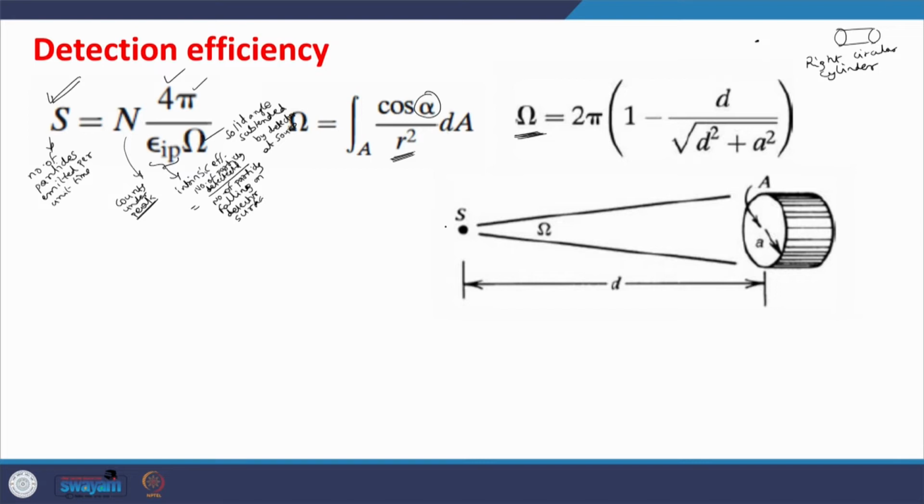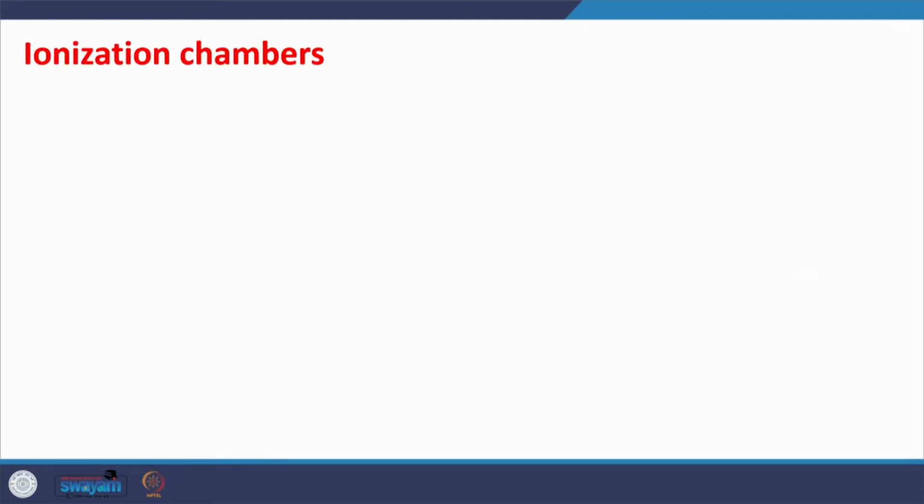Okay. And here you have the source, you have the right circular cylinder, the distance between source and detector is d, omega is the solid angle subtended by the detector at the source, and small a is the radius of the detector front surface. If this distance is much greater than the radius of the detector front surface, then this solid angle can be approximated as area divided by d square, and this area is nothing but pi into the square of the radius of the detector front surface. Now, let us see more about the ionization chambers.